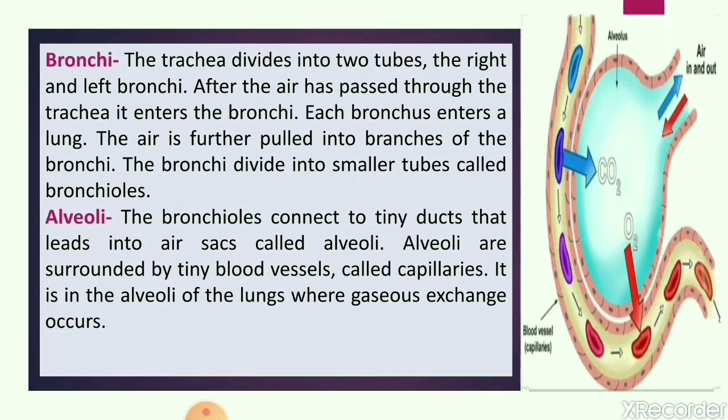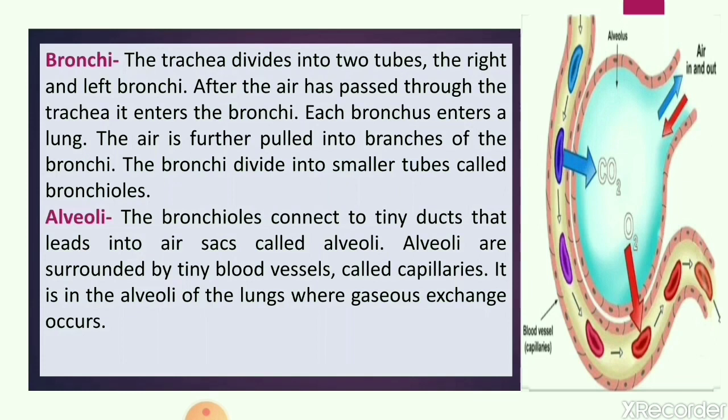After that, these bronchioles end in thin-walled pouch-like air sacs. These air sacs are called alveoli. You can see the diagram of alveoli, the sac-like structure, which is blue in color. You can see it is alveoli. Each lung may contain millions of alveoli or air sacs.